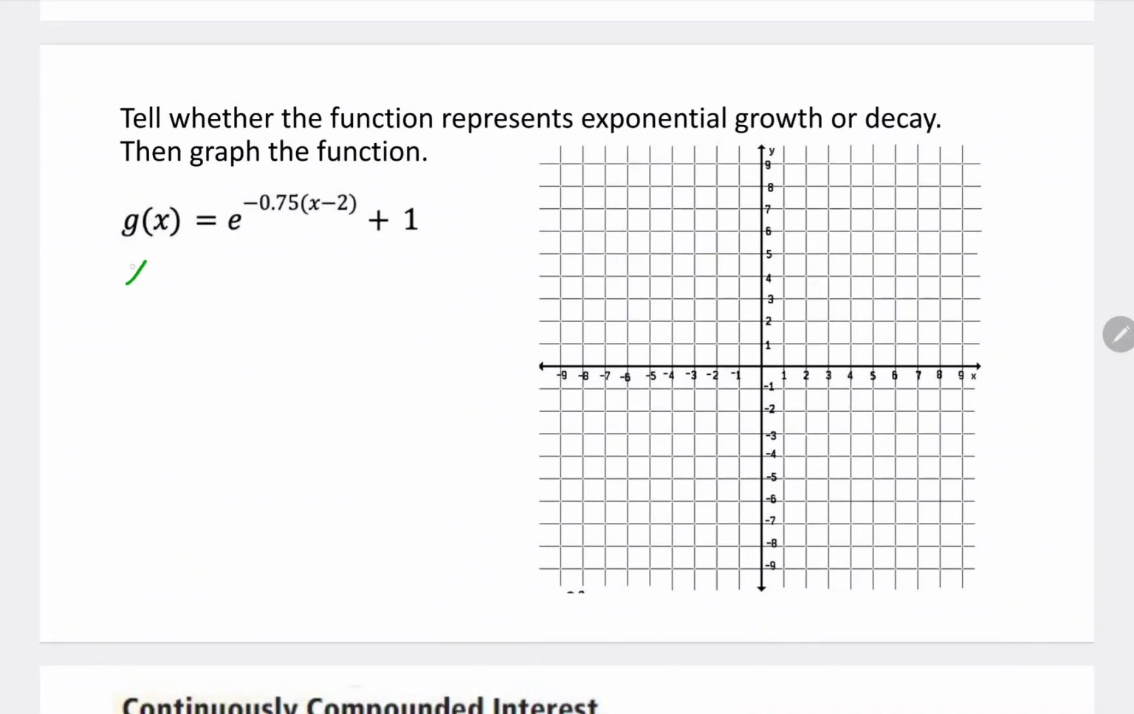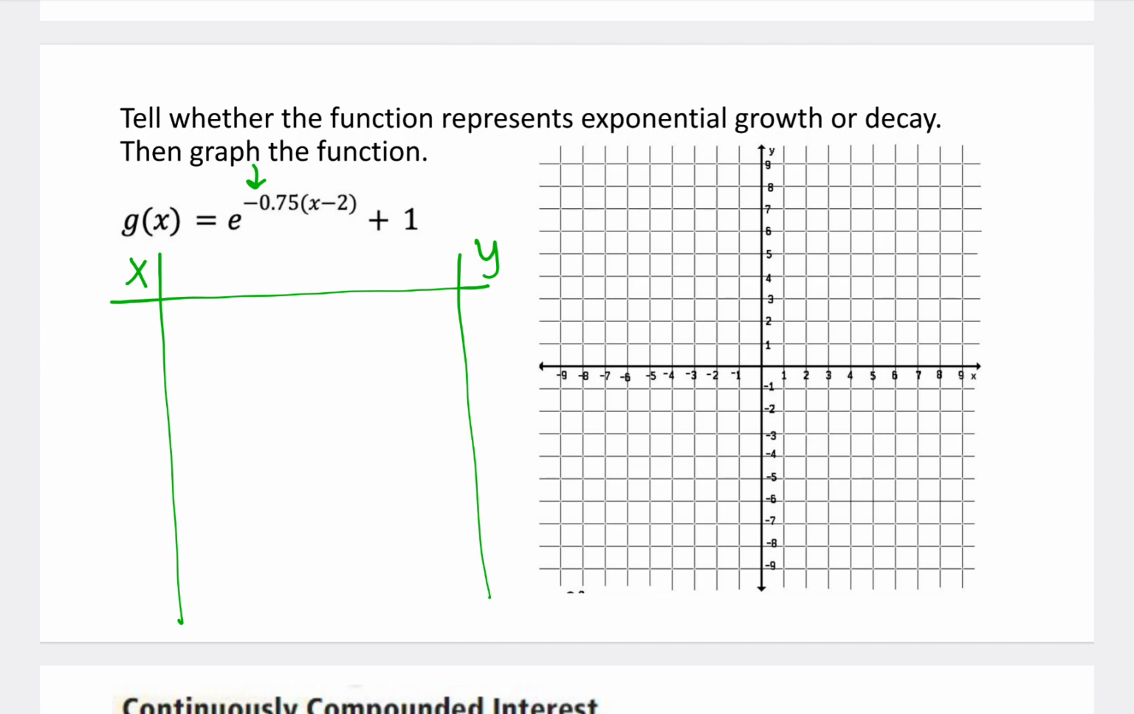So another example where the base is bigger than 1 because e is always bigger than 1. But because there's a negative alongside in our exponent, that's going to be a reflection over the y-axis, which changes that exponential growth function to an exponential decay function. Other things that's happening with this graph, it's being moved up 1. So my asymptote, instead of being at 0, is going to be up here at y equals 1. And it's being moved right 2.